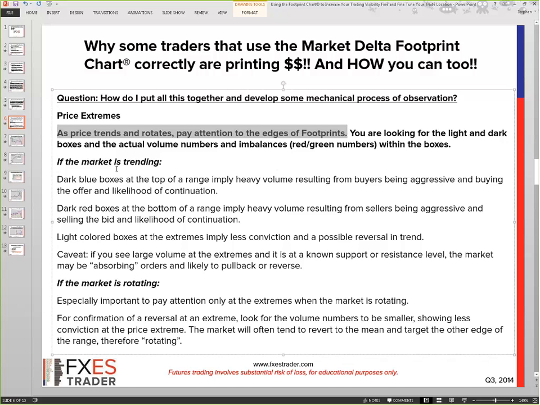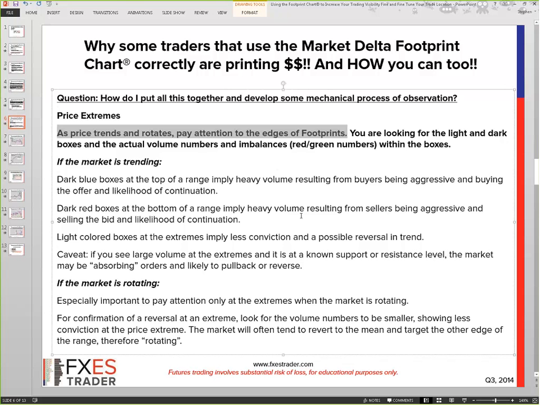So if the market is trending, you'll see this when we go live, the dark blue boxes at the top of the range imply heavy volume. So maybe I'll hold this slide next to my software when we jump in and take a look at what's going on live, okay? Dark blue boxes at the top of range imply heavy volume resulting from buyers being aggressive in buying the offer and likelihood of continuation.